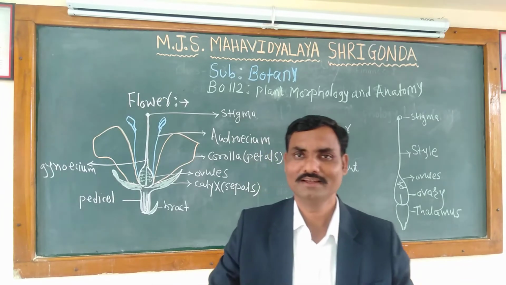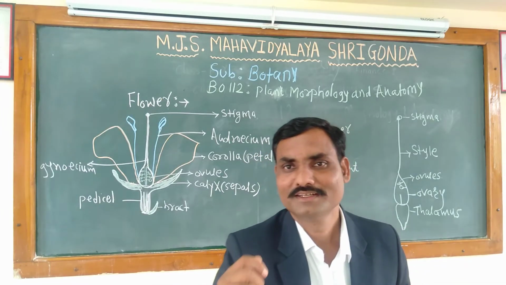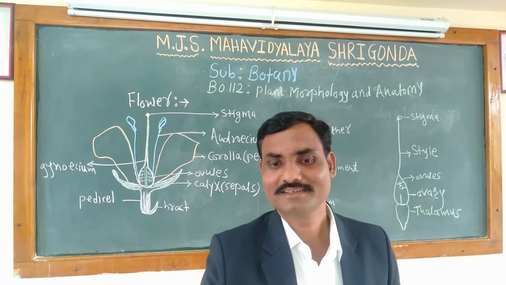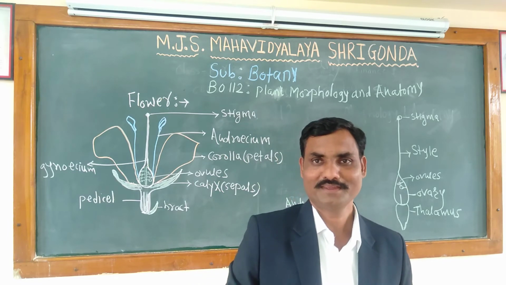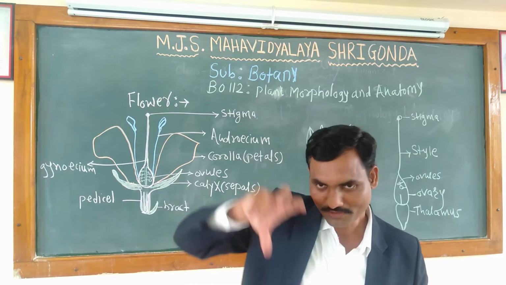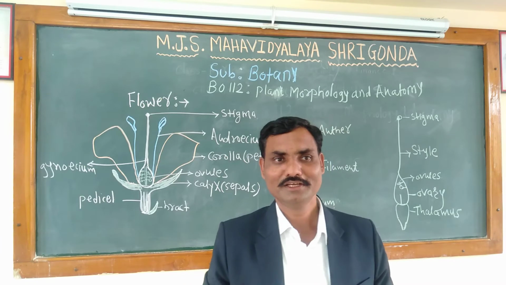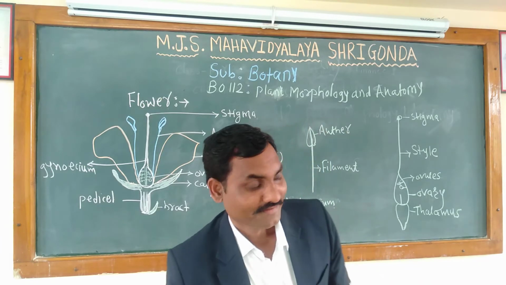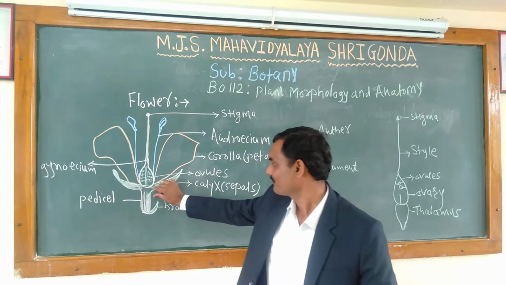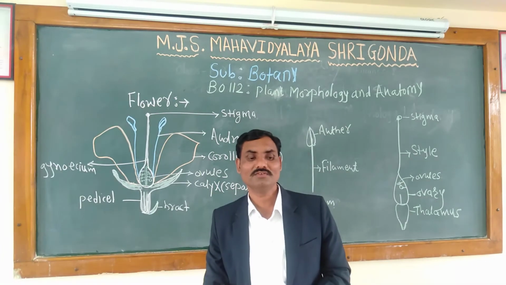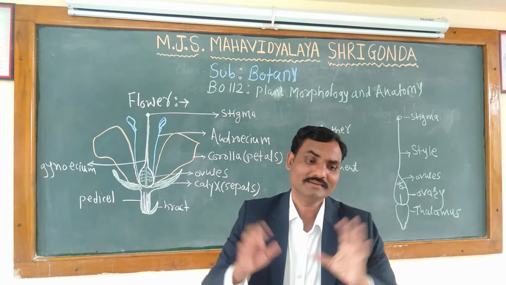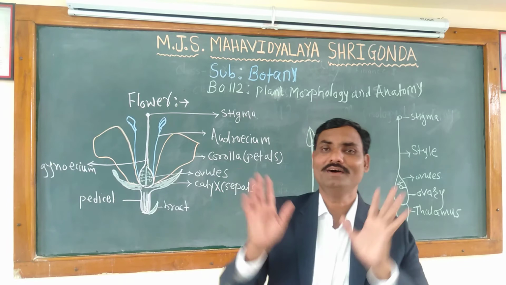There is no pedicel. We cannot catch that flower like pedicellate flowers. Then the pedicel is not there. Those flowers come directly on the stems. Then the next part is the thalamus. What about the thalamus? It is the swollen tip of the flower.